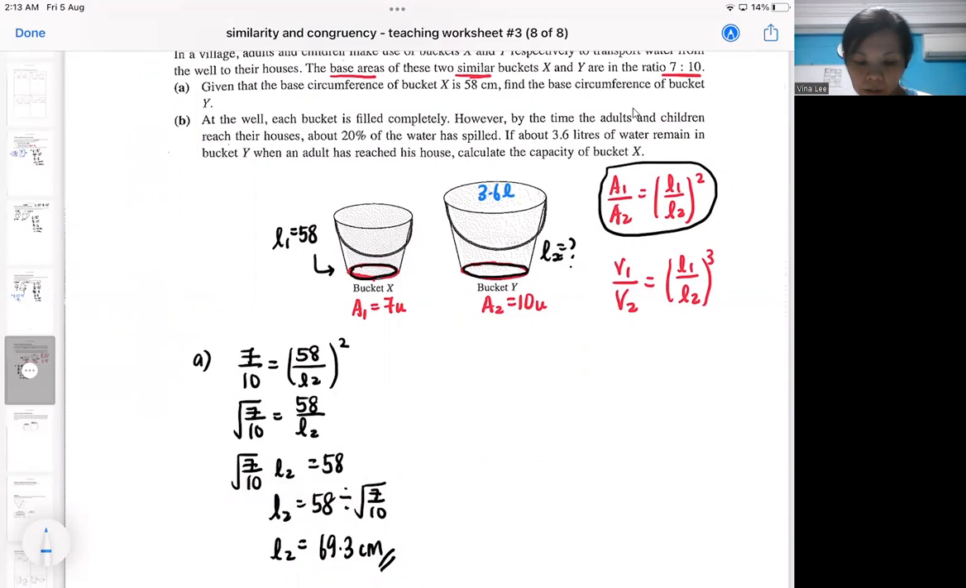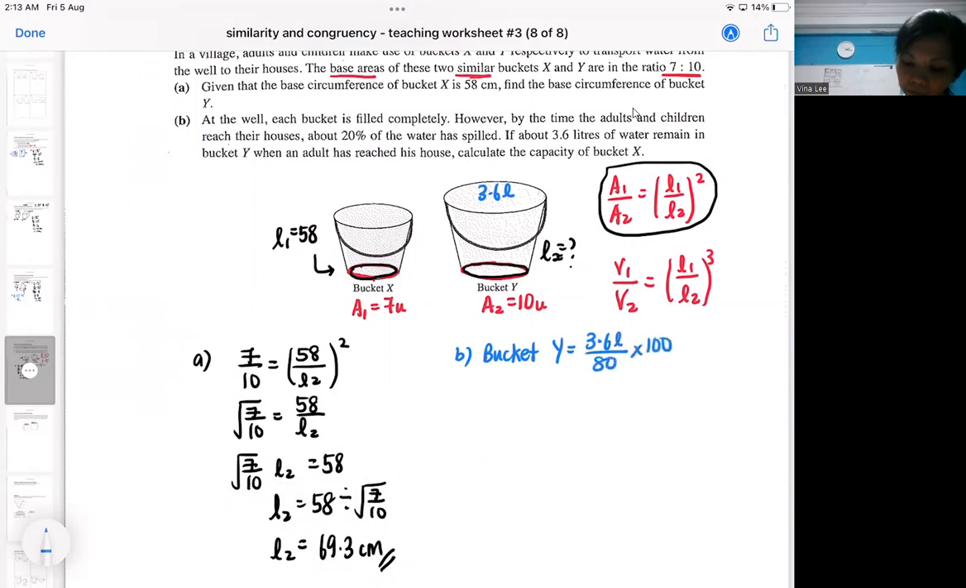It is actually 80%. Before I do any volume, this is not volume 2 yet. I'm going to find the full volume, the full capacity of bucket Y. So it should be 3.6 liter divided by 80% times 100. Let me find the full capacity first. The full capacity is 4.5 liters.